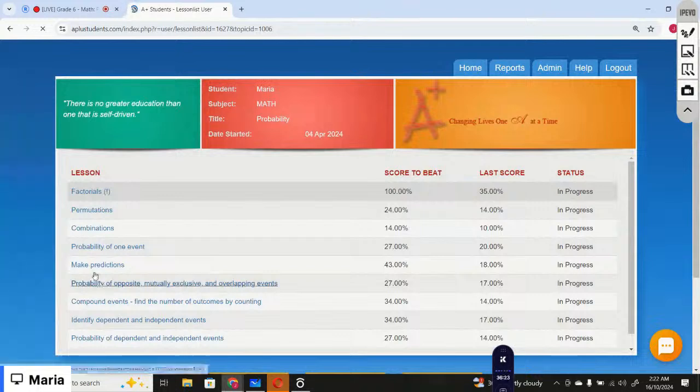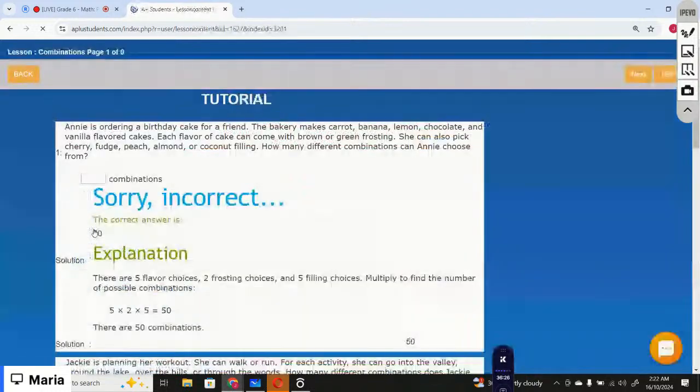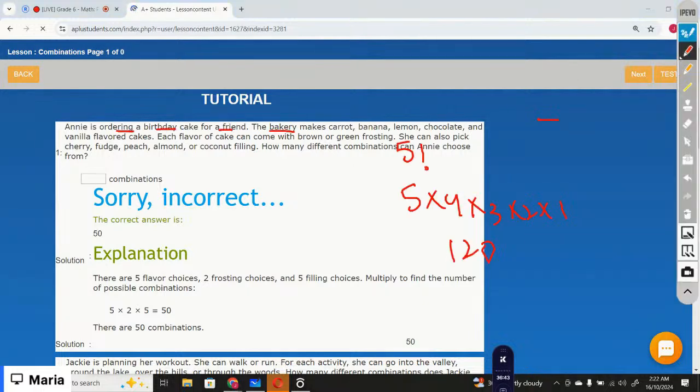The next lesson is combinations. Let's just start with the next lesson, that is combinations. Annie is ordering a birthday cake for a friend. The bakery makes carrot, banana, lemon, chocolate, and vanilla flavored cakes. Each flavor of cake can come with brown or green frosting. She can also pick cherry, fudge, peach, almond, and coconut filling. How many different combinations can Annie choose from?